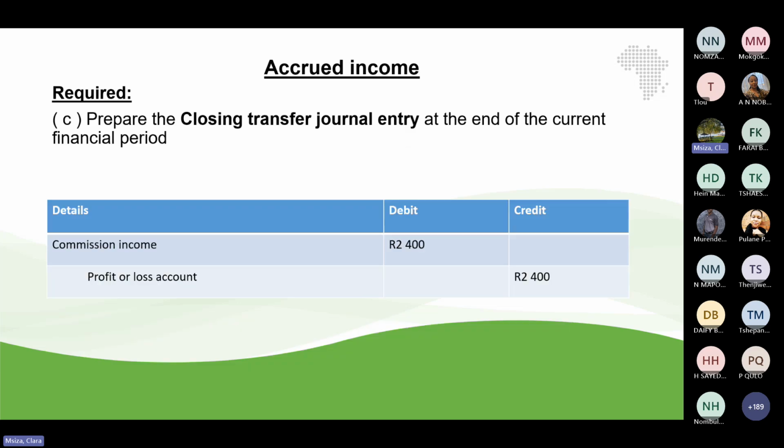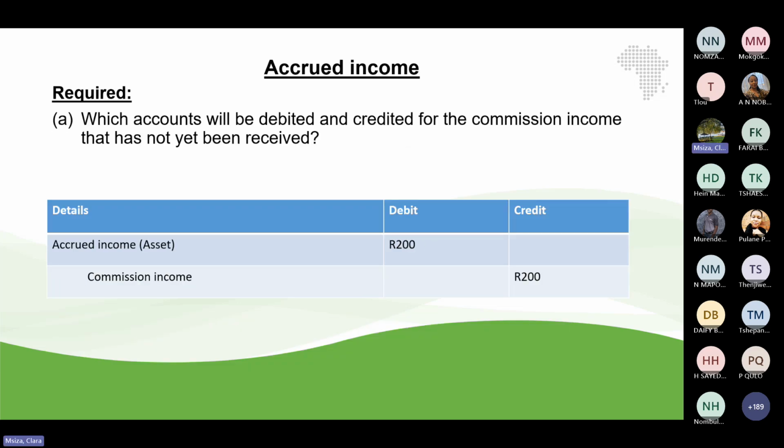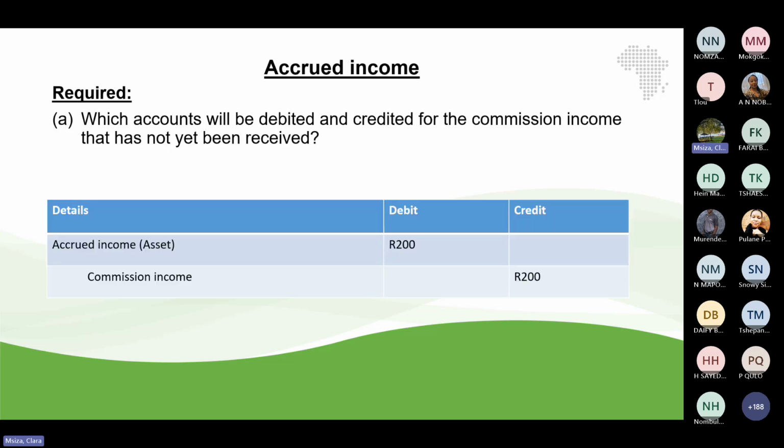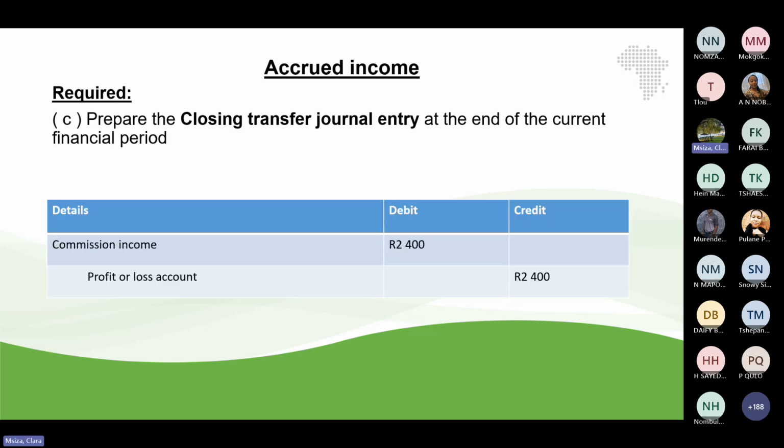The reason why, remember the scenario. On 28 February 20.1, the end of the financial year, Gaga's commission income account shows an income of 2,200. However, it was established that an amount of 200 in commission has not yet been received, meaning that it is due to the company and it was not included. Hence, it means your income has been understated. That's why we credit the commission.